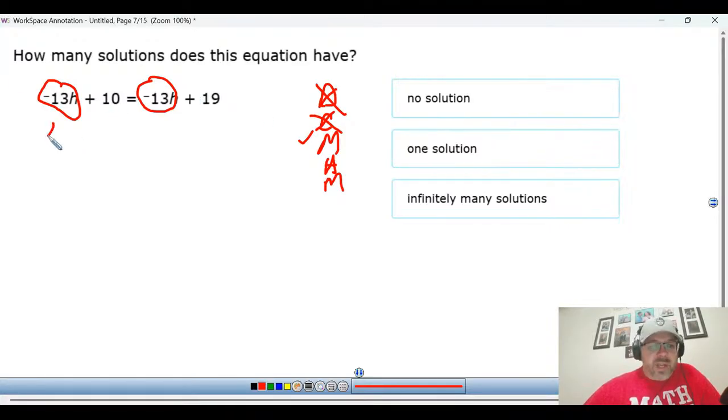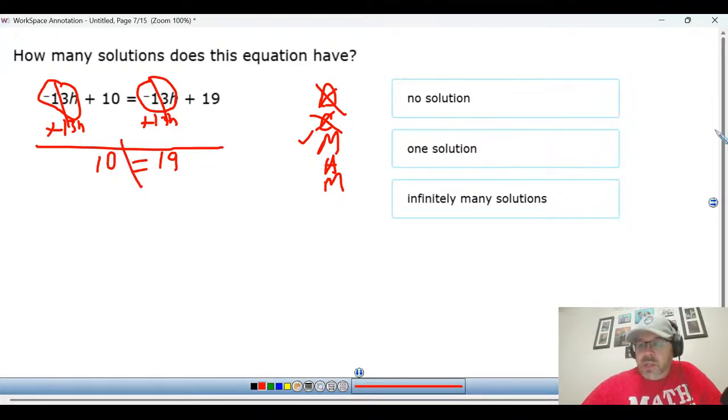So if we do that real quick, add 13h, add 13h, those h's are going to both become 0 because negative 13 plus 13 is 0. So what we're left with is 10 equals 19. Now, I don't know about you, but that does not seem true to me. Not equal. So because it's not equal, that means that there are no solutions, no values of h that will ever make 10 equal to 19. Nothing will ever make that true, so it is no solution.